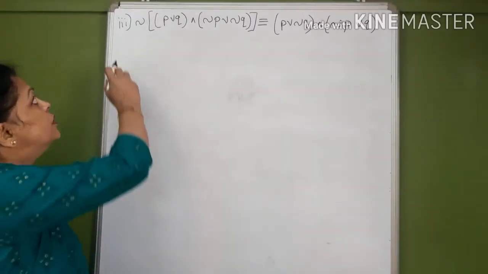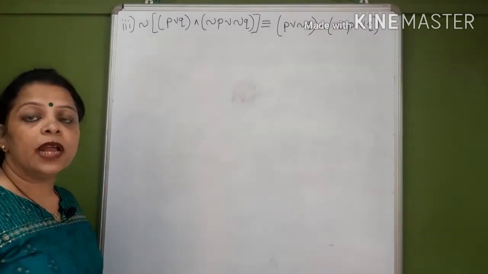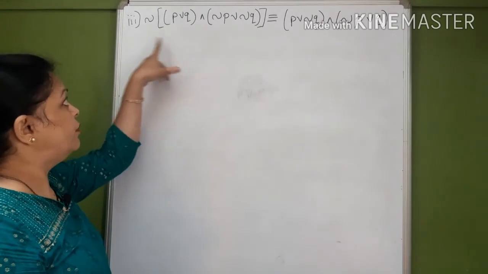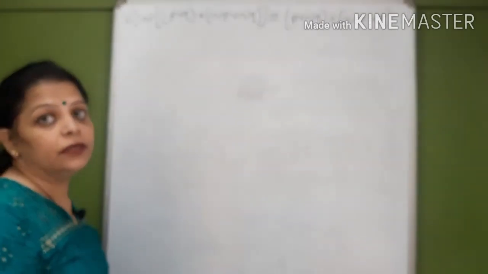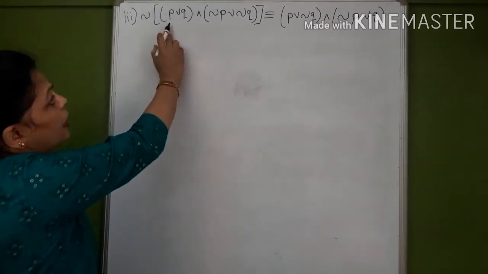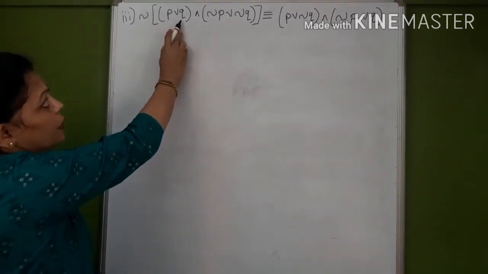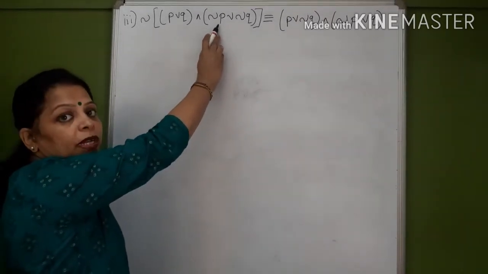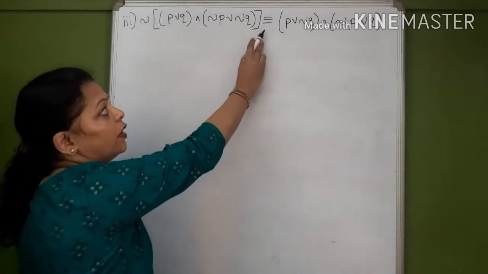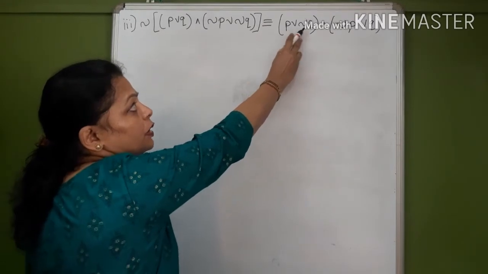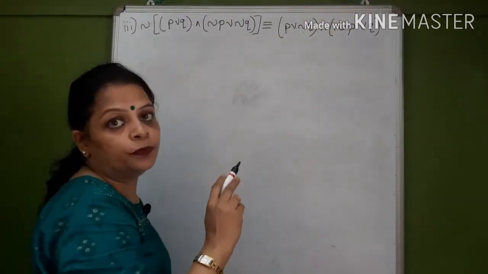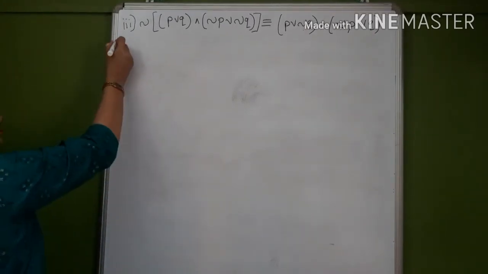Okay. Now see students, this is the third sum, the last sum of exercise 1.9. Now I have modified this sum a little bit. Fine. So let us check. See, negation of (P or Q) and (negation P or negation Q) is equivalent to (P or negation Q) and (negation P or Q). Now let us start from LHS.